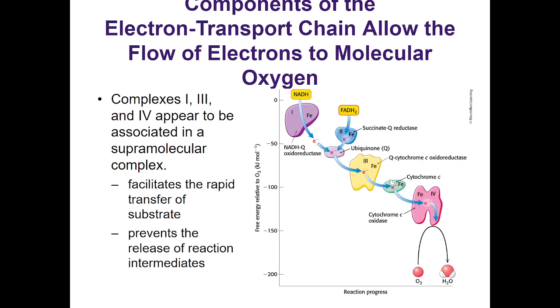And then cytochrome C, the next one is cytochrome C oxidase. Now, notice that we don't get an oxygen in here because the name of the enzyme is oxidase. Where do the electrons go? Oxygen. Okay? And so cytochrome C to oxygen.